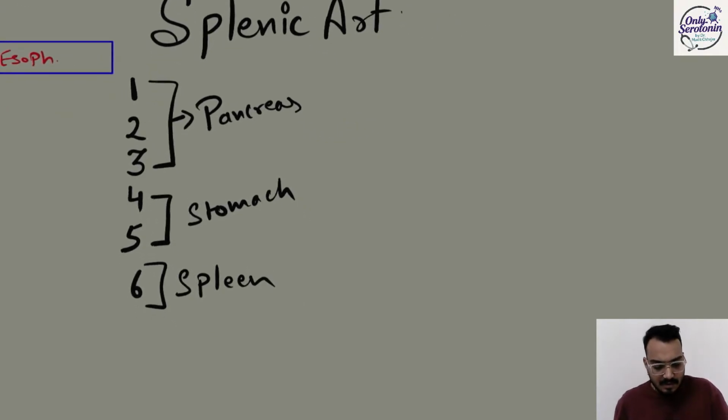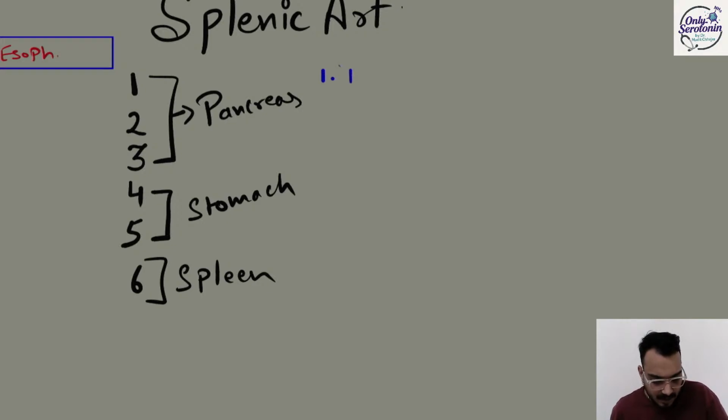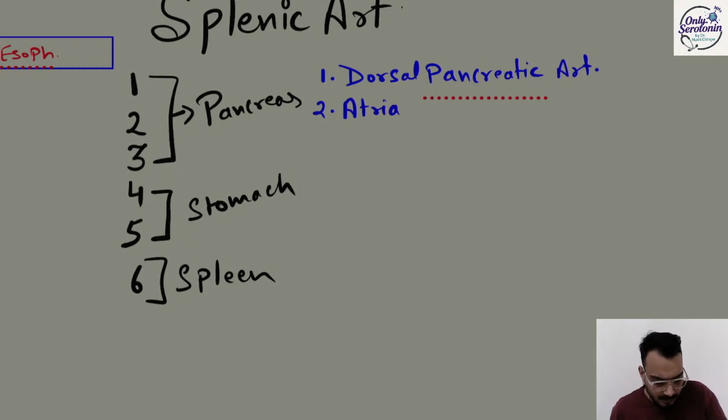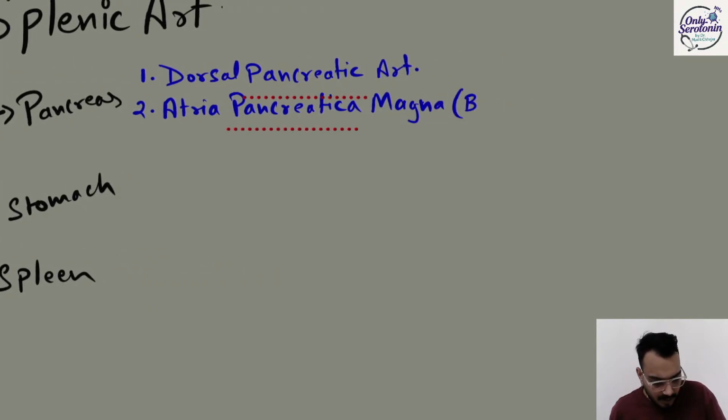Right? What are these first three branches of pancreas, guys? These are my dorsal pancreatic artery, then I am having arteria pancreatica magna. Magna in Latin, in English, you are going to call it the artery which is supplying to the body of pancreas, right? And the third one is arteria pancreatica cauda. Cauda means the artery which is going to supply to the tail of pancreas.